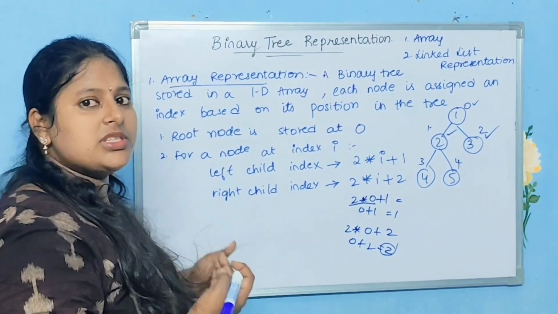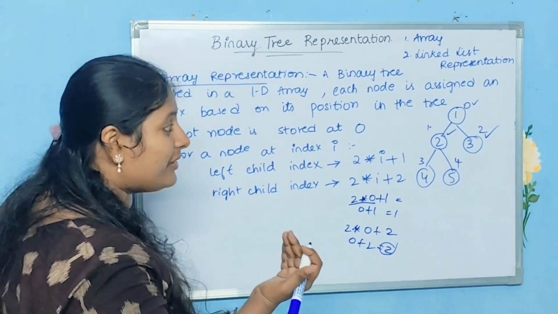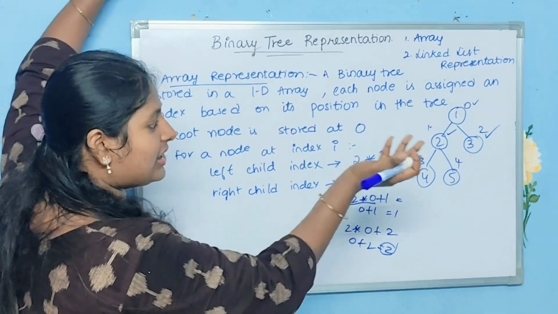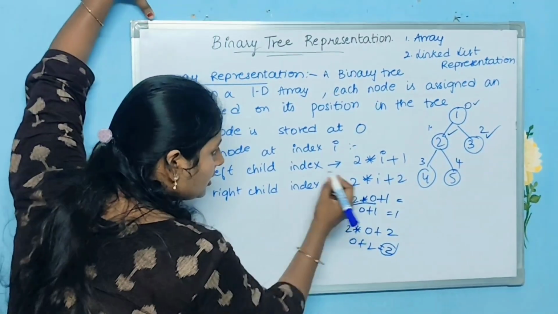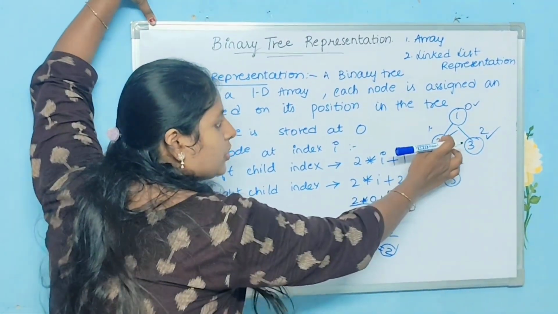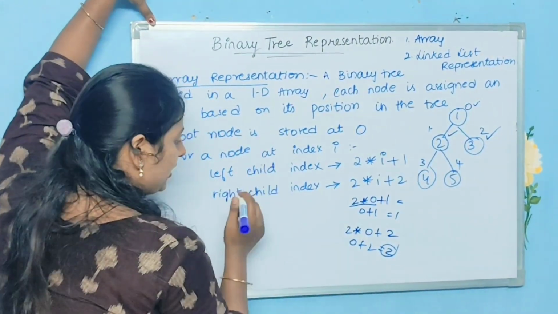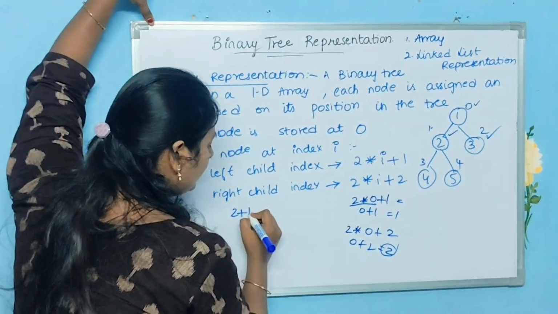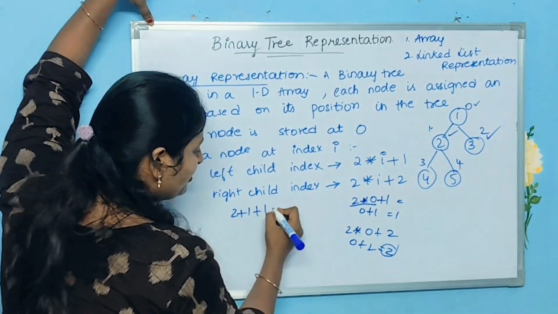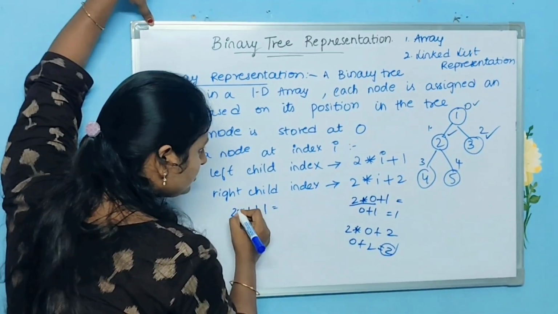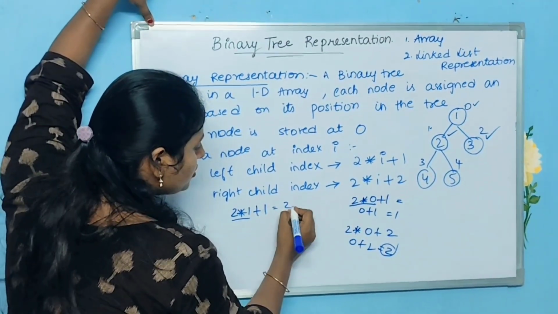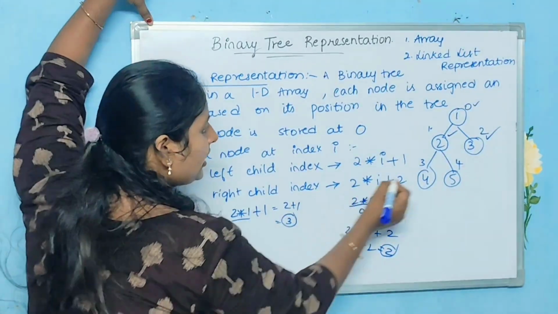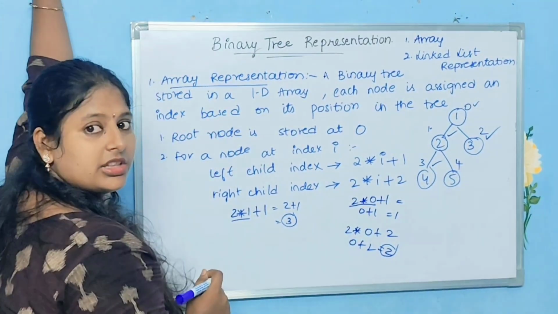Suppose I ask you where the left child of 2 is placed. What will you do? What is the index of this 2? It is 1. So the index is 1, so 2 into 1 plus 1, that is 2 plus 1. The left child is placed at the third index.